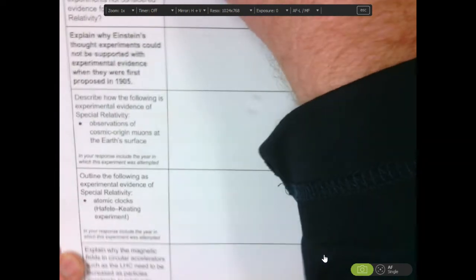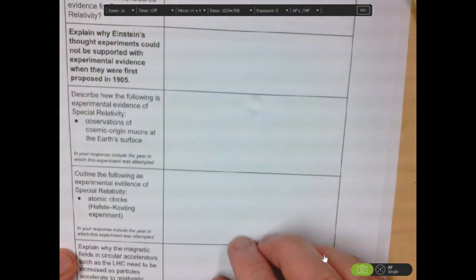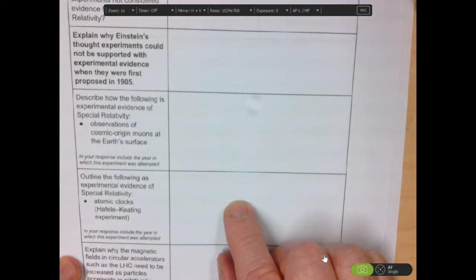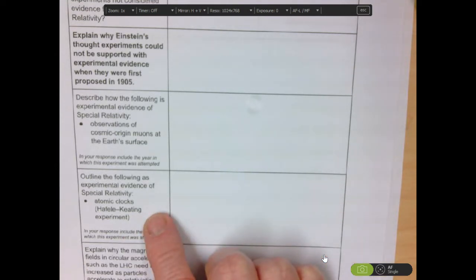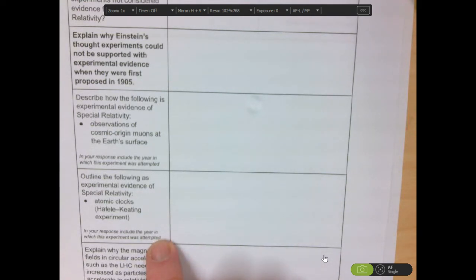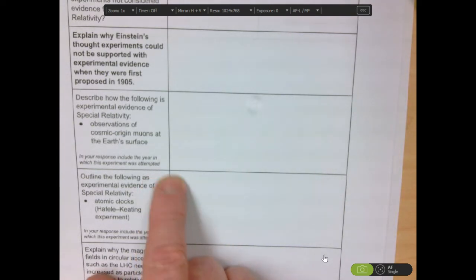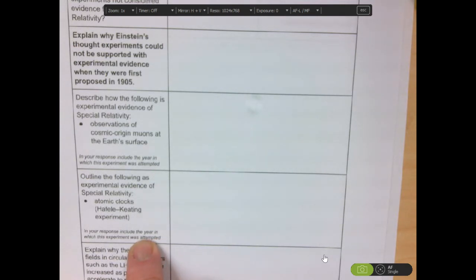The second is the famous Hafele-Keating experiment, or the atomic clock experiment, where atomic clocks were synchronized and then sent on airplanes going with and against the rotation of the Earth. And so there's a video which is in the link for you to go there. Once again, if you could please include in your description of the experiment at least the approximate time, that year that this was attempted. You don't need to memorize exact years. You're not doing a history assessment here. It's just simply you need approximately the decade.